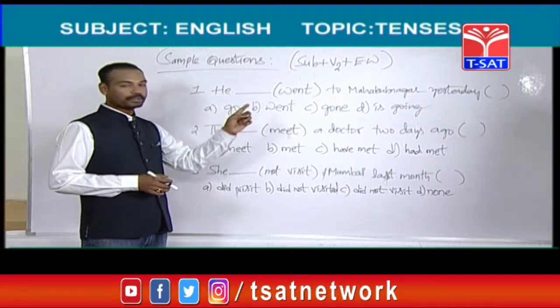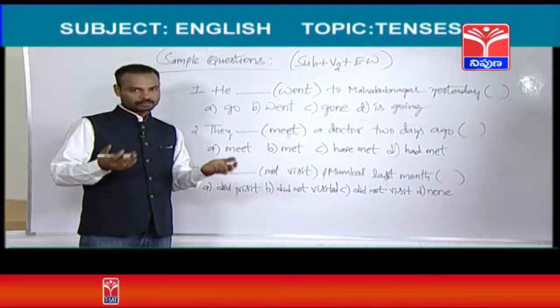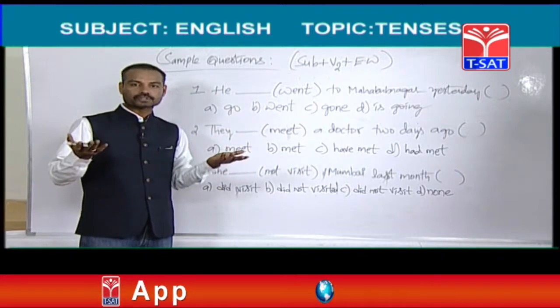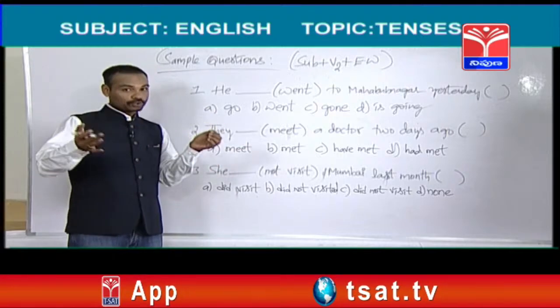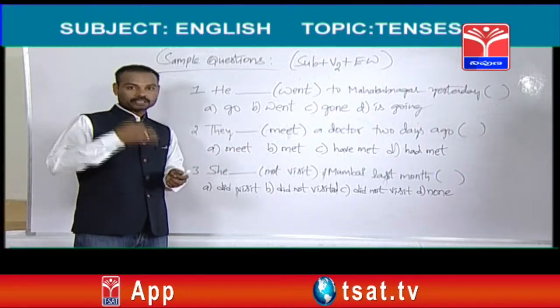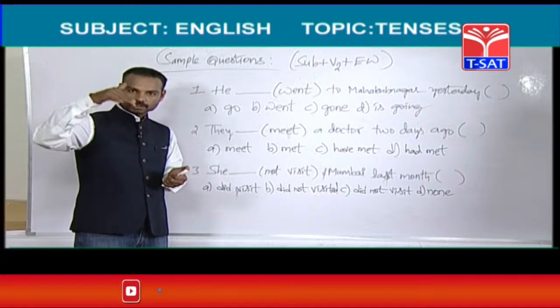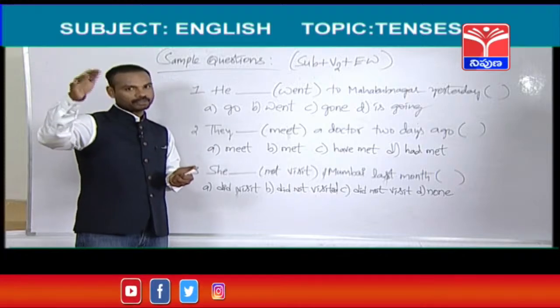With the help of the symbol. In every tense there will be some symbols. Symbols are also called keywords. So I have already told you the keywords of simple past: yesterday, day before yesterday, last week, last month, last year, ago, or in place here, like that.